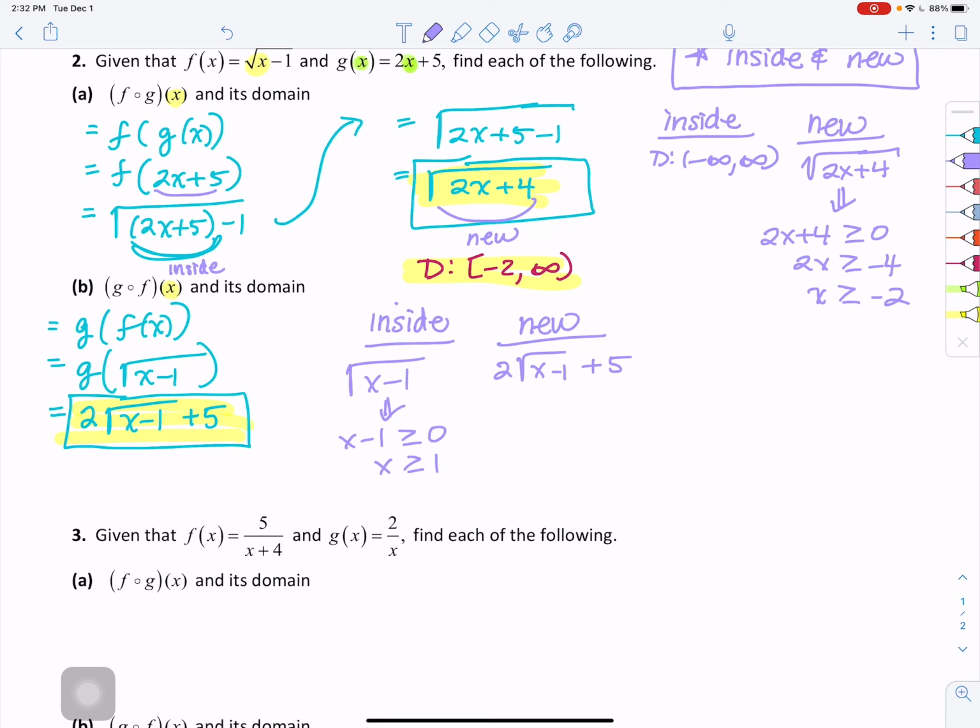Now, what's the good news? It's the same restriction. X minus 1 has to be greater than or equal to 0. So x has to be greater than or equal to 1. So this domain is 1 to infinity.